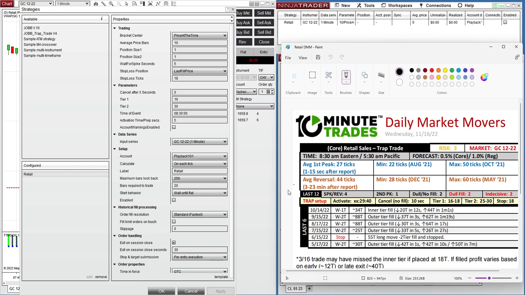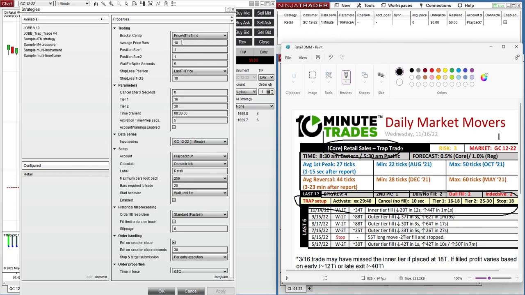And now we know what instrument we're going to trade. We know it's retail news. We know the time, right? And then the yellow line is our setup. All right. So we're going to look at the strategy. Bracket center stays nothing.